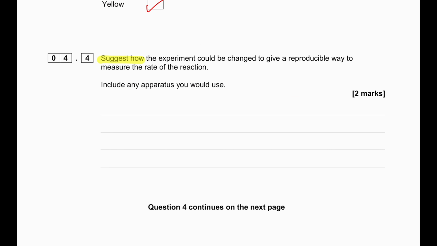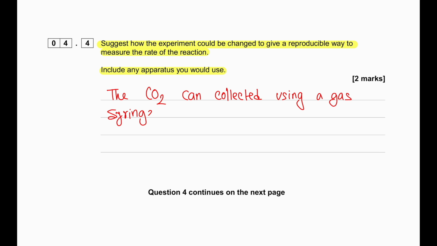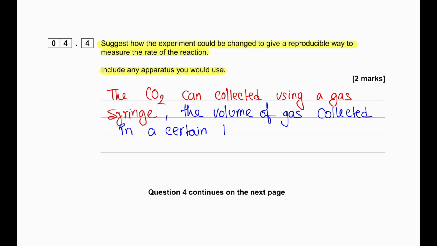Suggest how the experiment could be changed to give a reproducible way to measure the rate of the reaction. Include any apparatus that you would use. So to replicate the experiment in a way so that we can measure the rate of the reaction, we can do two things. First of all, we can collect the CO2 using a gas syringe, and then because we're trying to find out the rate, we can calculate the volume of CO2 collected within a particular time period by using a timer.